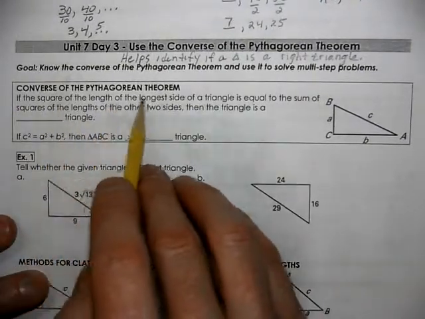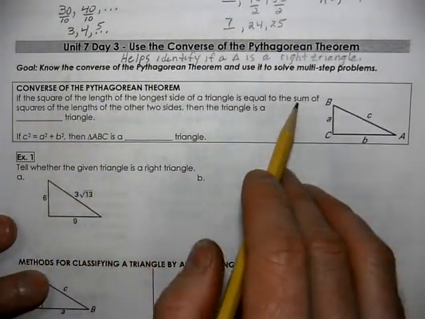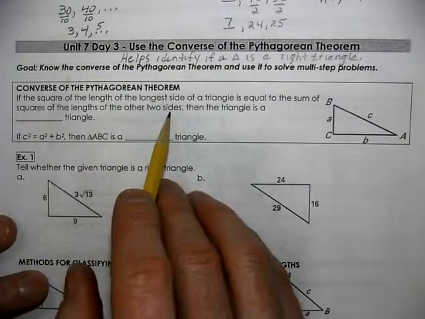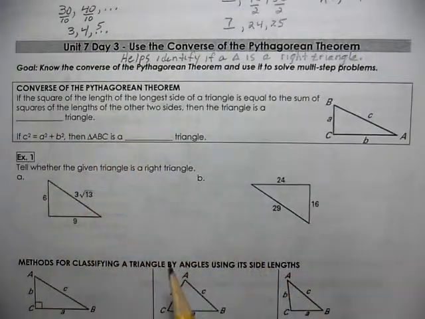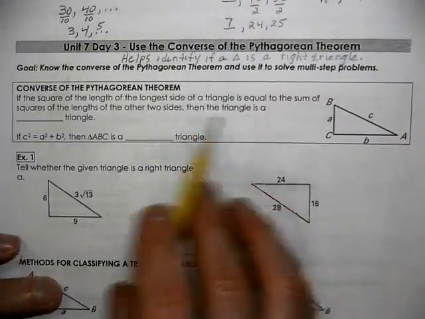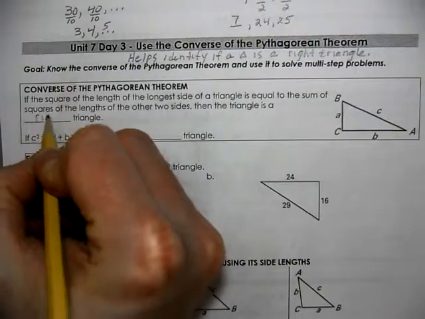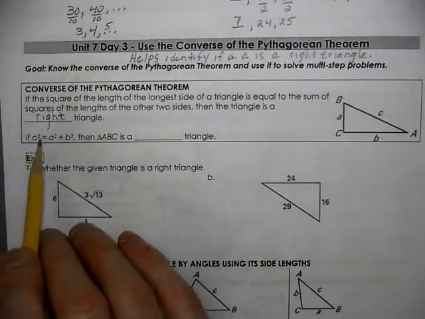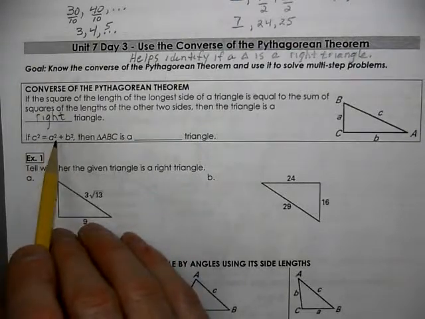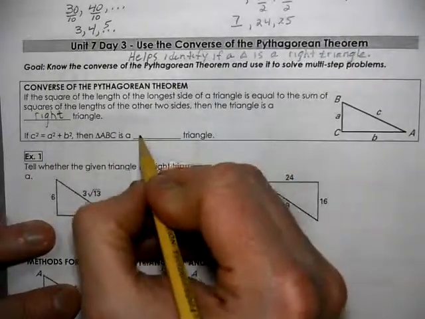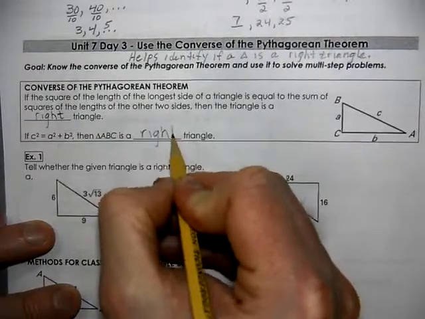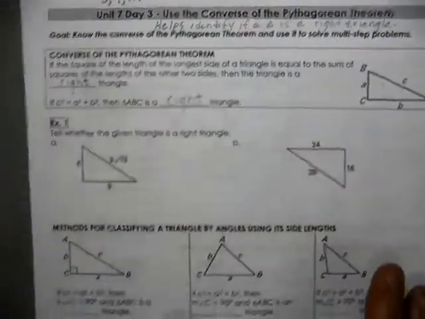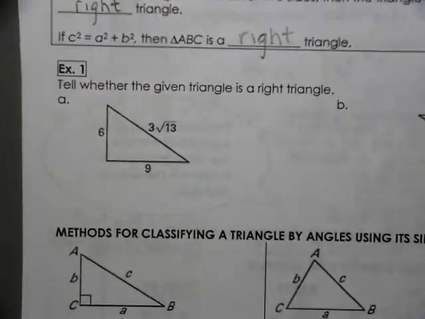So if the square of the length of the longest side is equal to the sum of the squares of the other two sides, we can't call it hypotenuse now because we don't know it's a hypotenuse, but it's definitely the longer side, then the triangle has to be a right triangle. In other words, if this works, then the triangle is a right triangle. So here's our example.